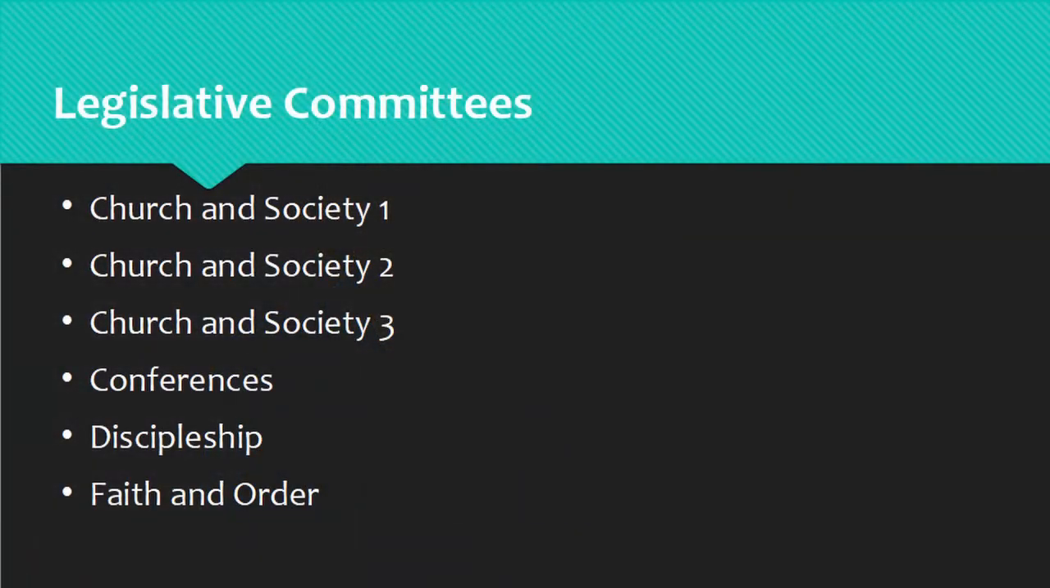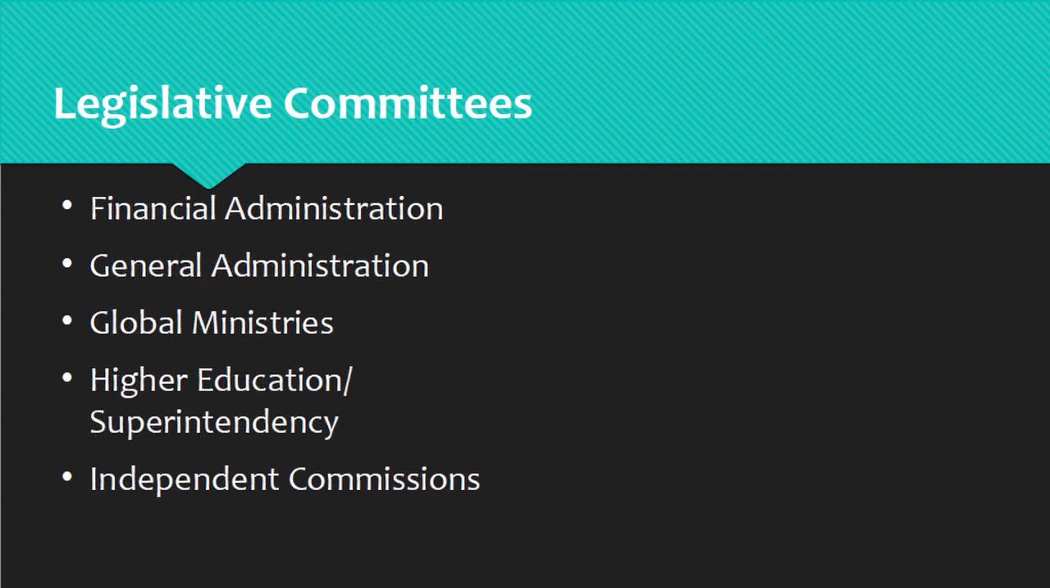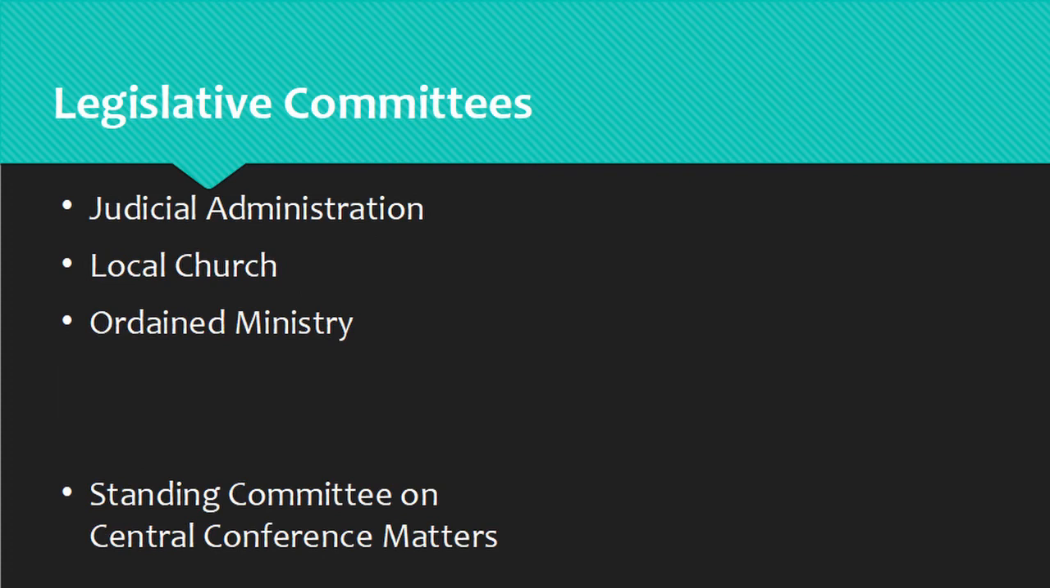At the 2020 General Conference, there will be 14 legislative committees organized by topic areas. They are Church and Society 1, 2, and 3, Conferences, Discipleship, Faith and Order, Financial Administration, General Administration, Global Ministries, Higher Education and Superintendency, Independent Commissions, Judicial Administration, Local Church, and Ordained Ministry.